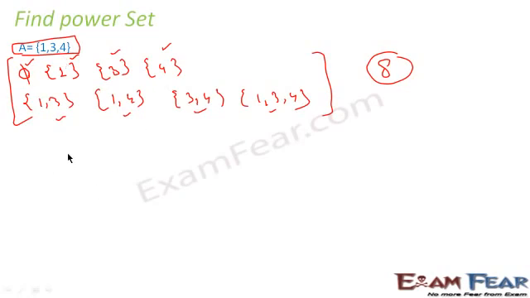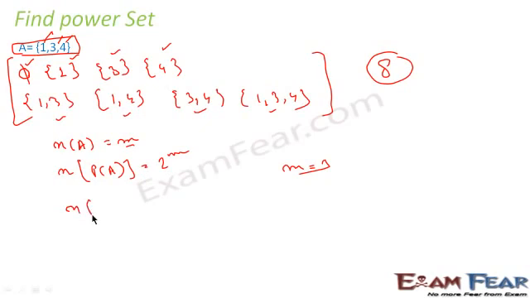Now let's prove the formula. The formula says that if n of A is equal to m, then n of the power set of A is equal to 2 to the power m. So here in this case, the number of elements in set A is 3. So m is equal to 3. According to the formula, if you replace m with 3, the number of elements in the power set of A should be equal to 2 to the power 3, and 2 to the power 3 is equal to 8. So if you observe, the number of elements in the power set is 8, as we have counted 1 2 3 4 5 6 7 8.